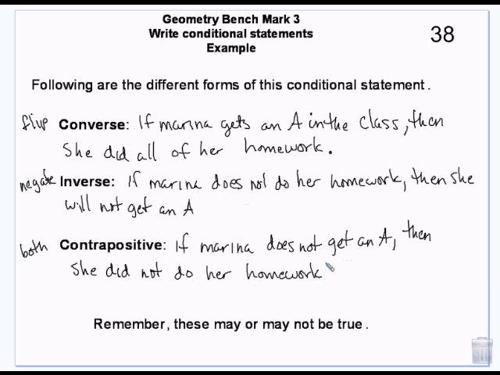And any of these can be proven false if you find a counterexample. They may or may not be true. Here's the thing. To prove something is true, you have to prove that there are no possible counterexamples. It is much easier to prove something is false. You only have to find one counterexample, and it's false. So if you can find one situation where Marina does all of her homework but doesn't get an A, then it's false.